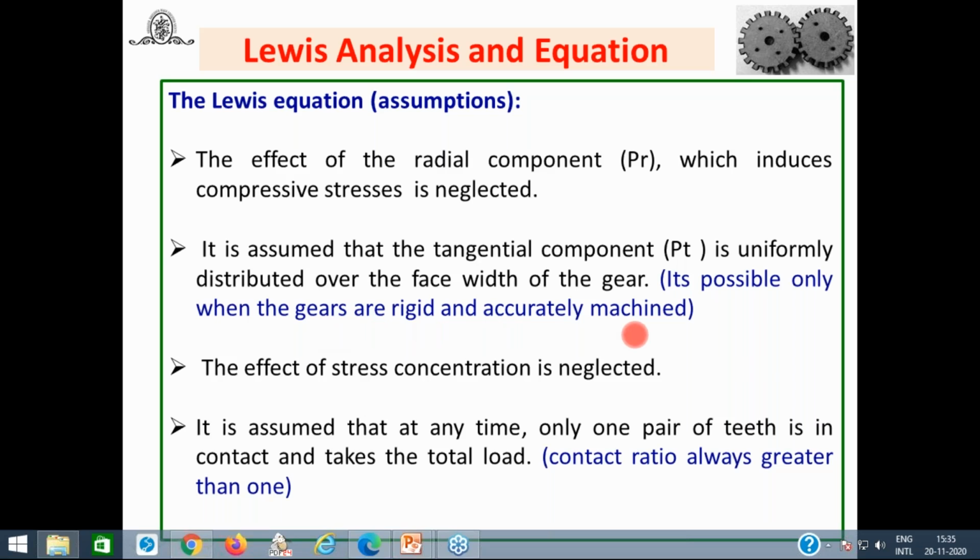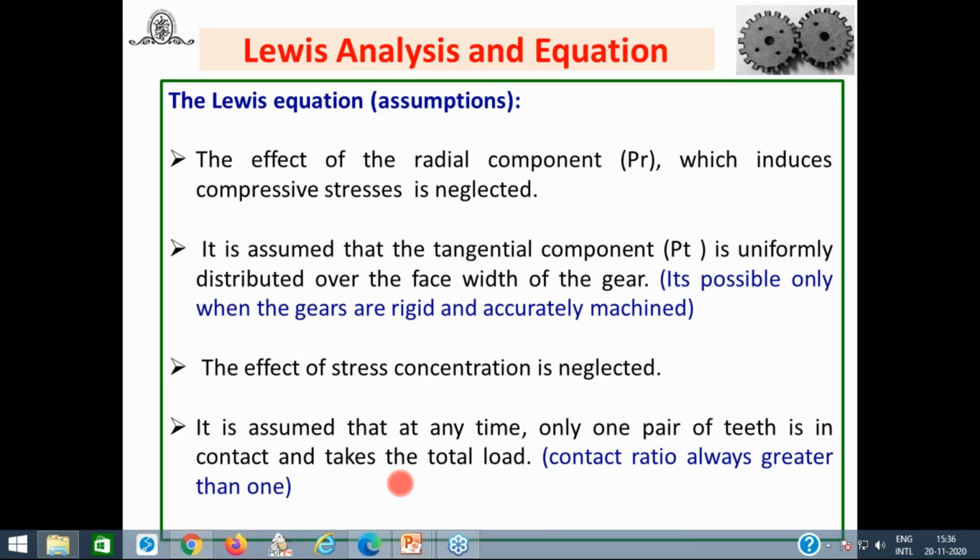Try to understand. The third assumption made in the Lewis equation is that the effect of stress concentration is neglected. During dynamic load conditions and in practical applications, you will find the effect of stress concentration plays an important role. But to make the analysis simple, the effect of stress concentration is neglected.